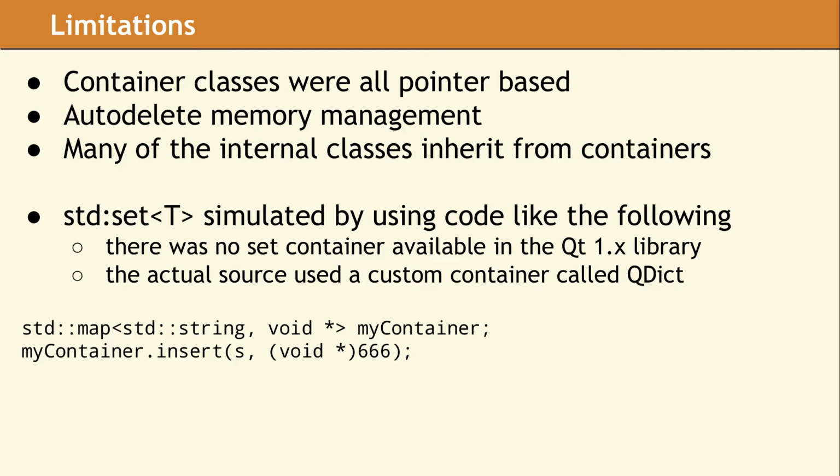Another issue we ran into was a lack of the appropriate containers, and so certain containers were used in ways that they weren't intended. This is some representative code from Doxygen that simulates a set using a map where the value is a void star that is always set to 666. Since CopperSpice has a real set container, we were able to clean all of these up once we understood what this code meant.